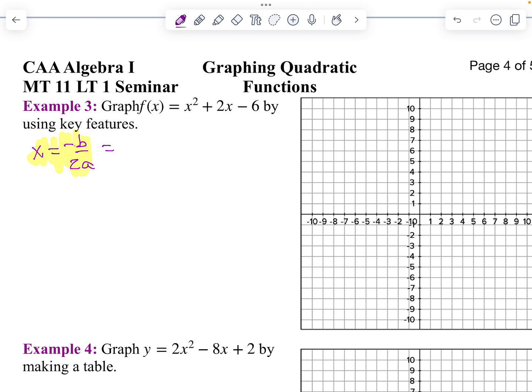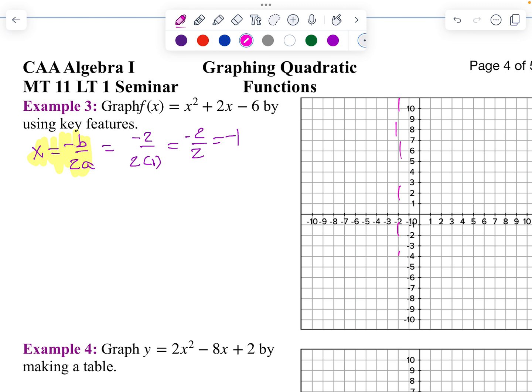Now, b is 2, so it's negative 2 over 2 times 1. So that's negative 2 over 2, which is negative 1. So I'm going to lightly draw in my axis of symmetry, and I'll probably erase it when I'm done, but right now I know everything is going to be symmetric through that point.